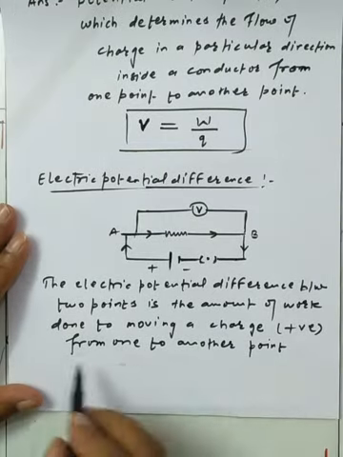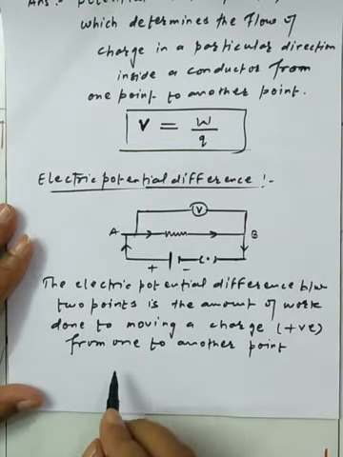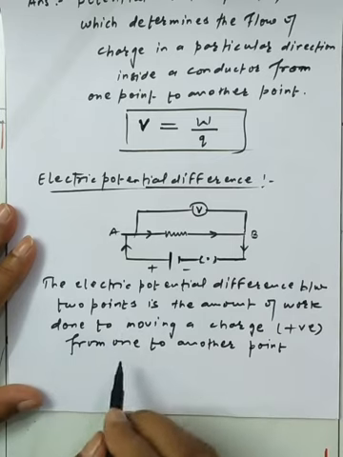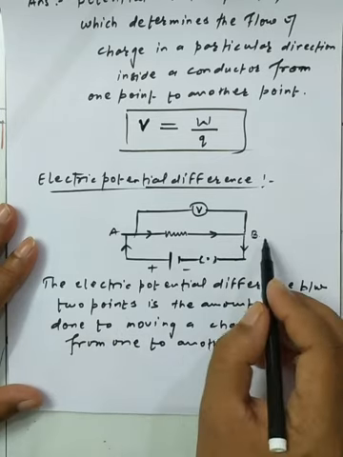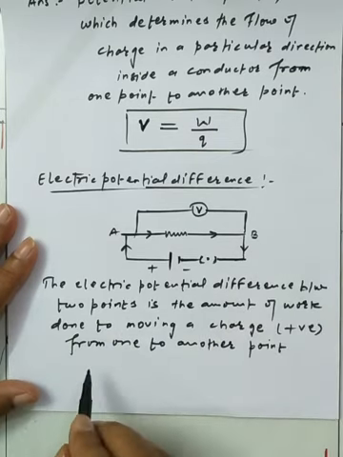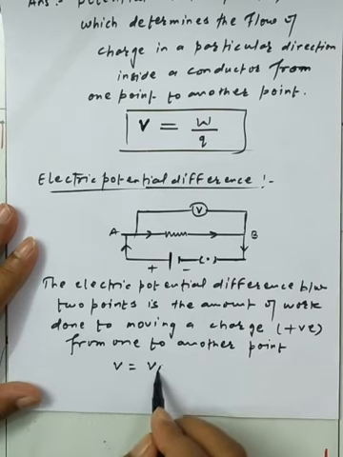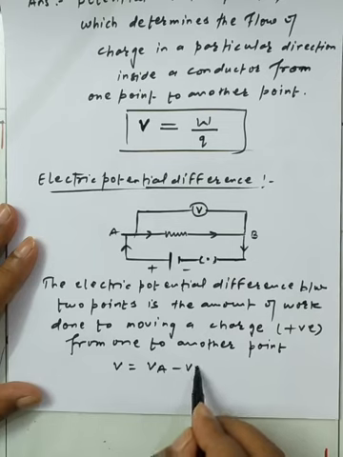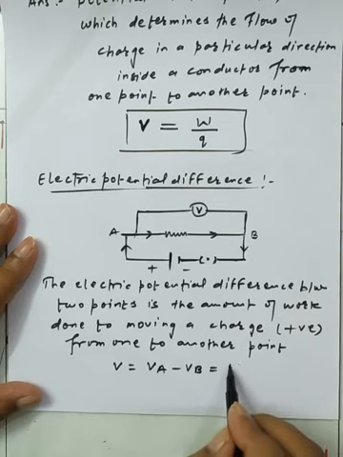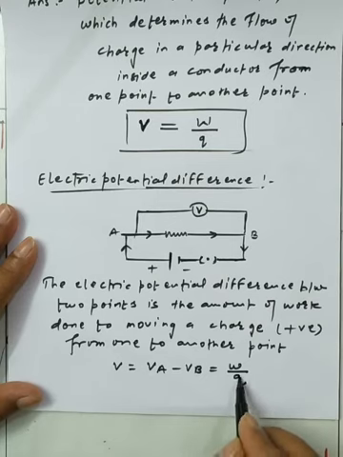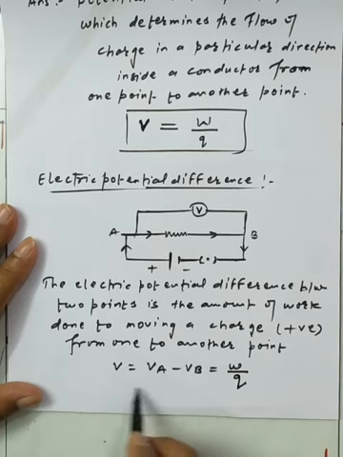Okay, so we can say that the potential at point A is the higher potential and the potential at point B is the lower potential. So easily we can write that V is equal to VA minus VB, that is W upon Q. Okay, so this is the simplest basic formula we have.